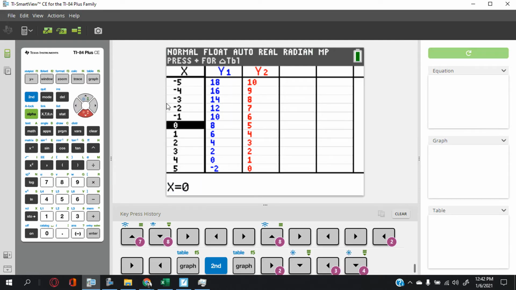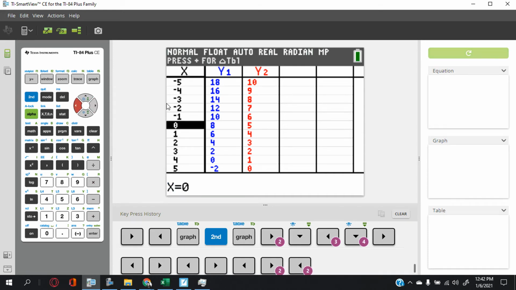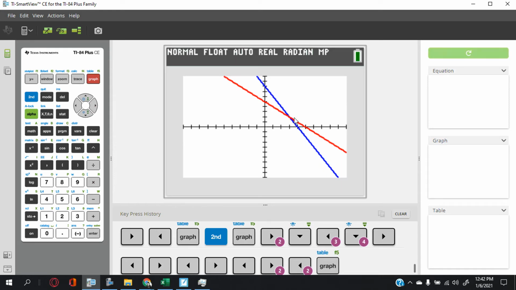So look here. When x is 0, y is 8. So the y-intercept for the blue line is 0, 8. The y-intercept for the red line is 0, 5. So that's not it, because the only time they're going to share a coordinate right here is when they have the exact same coordinates, right? That's the definition, right? If they share the same coordinate, that's where the two lines touch, right?